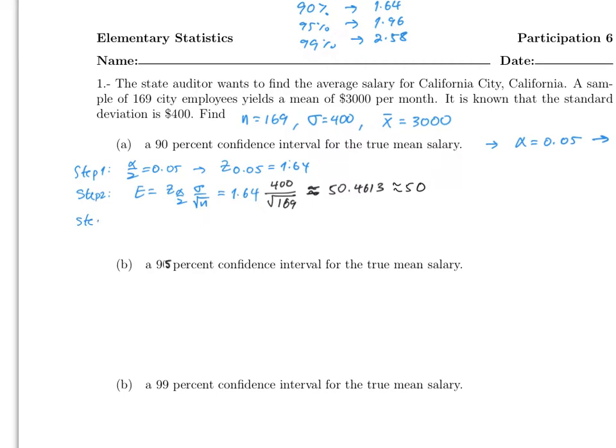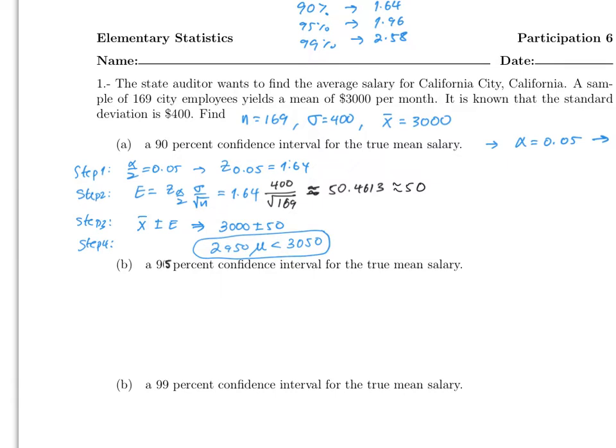So step 3, we have to do x bar plus or minus E. In our case, this will be just 3000 plus or minus 50. This is why you round it to 50, because it will be easier to do step 4. So then mu is between 3050 and 2950, right? Yeah. Okay.